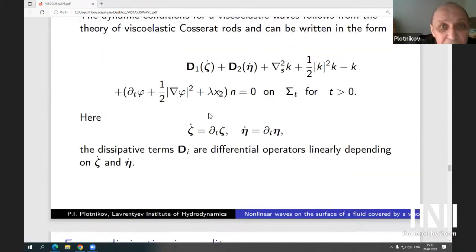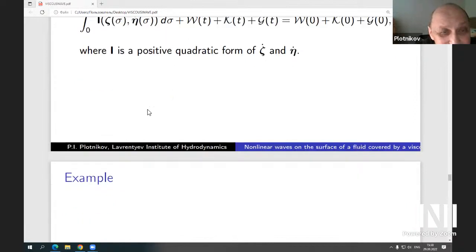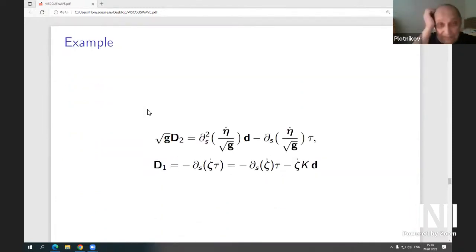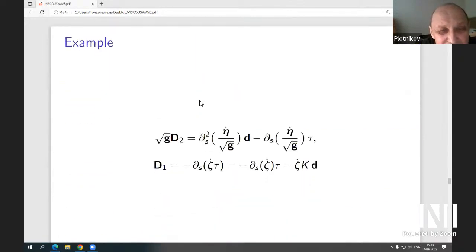The only requirement for these dissipative terms is that in total the solution should satisfy the dissipative energy inequality, where the capital I is a positive quadratic form of zeta dot and eta dot, the time derivatives of zeta and eta. In fact, it is the only condition. Of course, I can depend on k, j, curvature, and length element. In the theory there is no prescribed rule for how to derive the equations for these dissipative terms. They have many degrees of freedom. But unfortunately, the energy inequality must be satisfied, therefore it is not a completely trivial task.